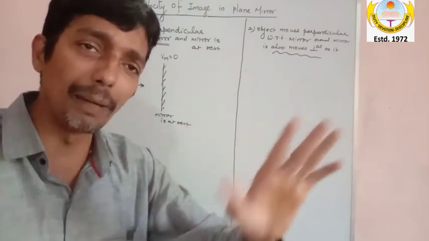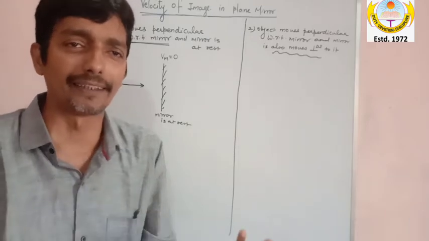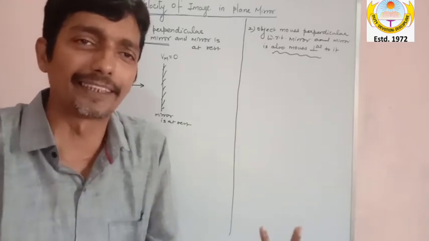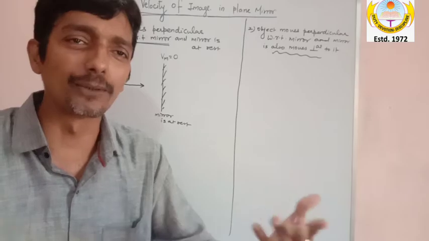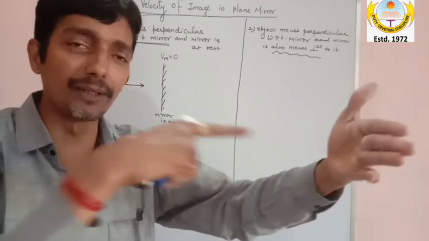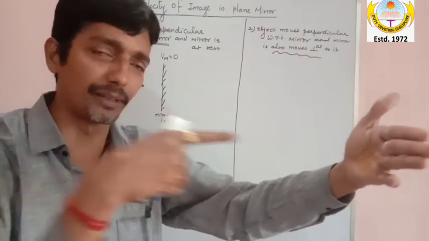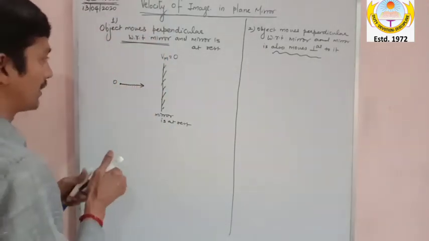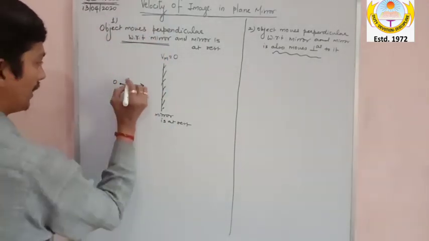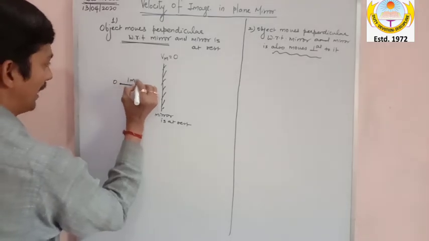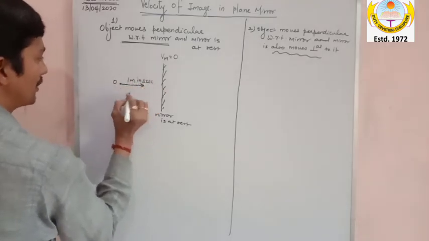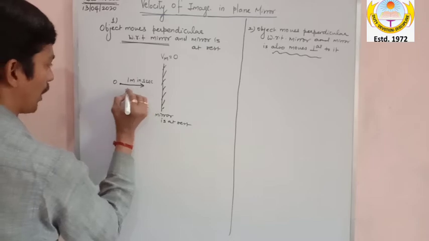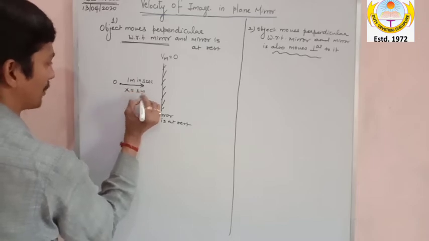In all my numericals, because in the parallel case, sir, the object velocity and image velocity come out the same, so there is not much weight in the numericals. But in the perpendicular case there is a problem. You see these things properly. So here say the object is moving perpendicular and let it move 1 meter in 1 second. So what is the velocity of the object, or how much is the distance? x is equal to 1 meter.